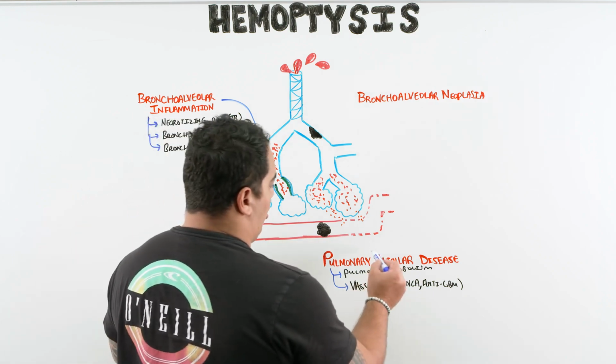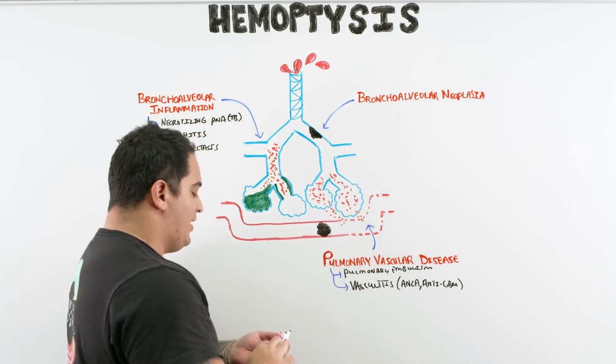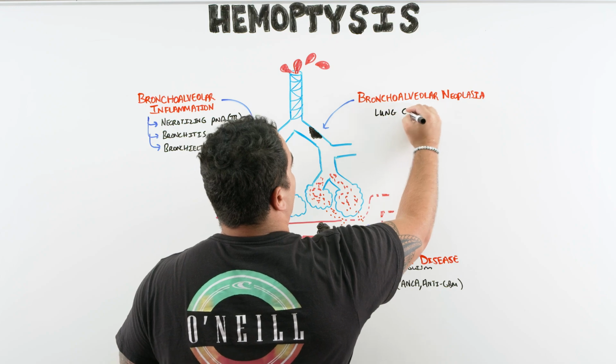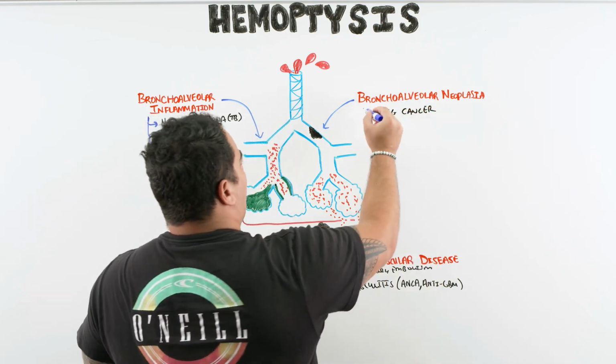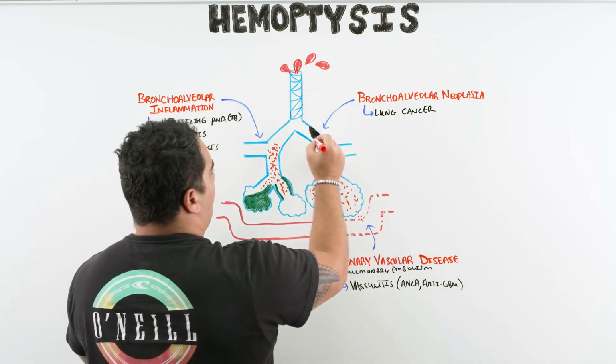The last one here I would say is a really, really common cause, and it's pretty obvious, I think, based upon the name here: bronchoalveolar neoplasia. And this is usually due to lung cancer. So when patients have lung cancer, this is a really big one because they get lots of blood supply to the lung cancer. And whenever you get lots of blood supply to the lung cancer, there is no doubt about it that that can actually lead to bleeding.